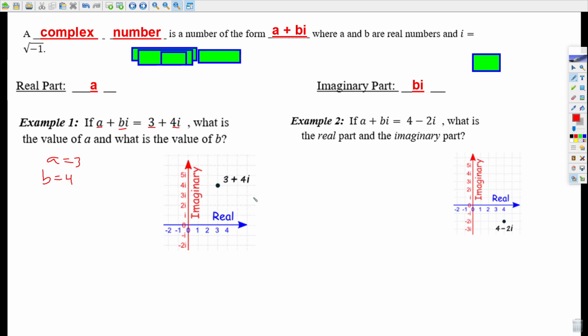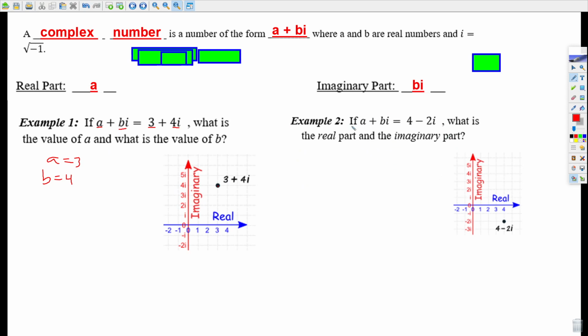There's actually a way to graph these if you pretend that the y-axis is imaginary numbers and the x-axis is real numbers. You can graph this by going over 3, 1, 2, 3, and then up to 4i. And that's a dot here. We're really not going to be graphing these. That's more along the lines of some further mathematics courses, but we're not going to be doing it here.